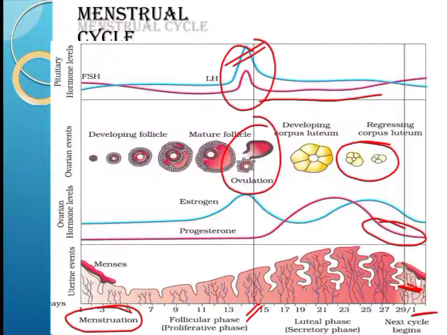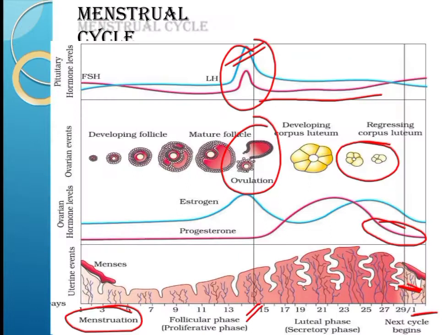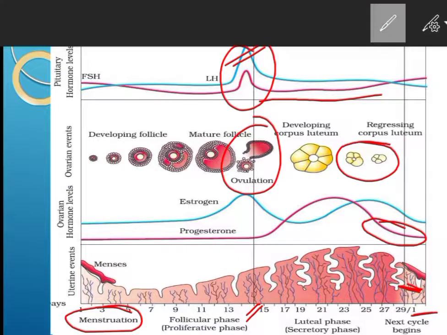Again, let us see this diagram. Right, what happens after the ovulatory phase? Yes, here if you see, after ovulation, the remaining part of the Graafian follicle gets converted into the corpus luteum. The corpus luteum secretes a large amount of progesterone. So you can see there is an increase in the level of progesterone here in the luteal phase.